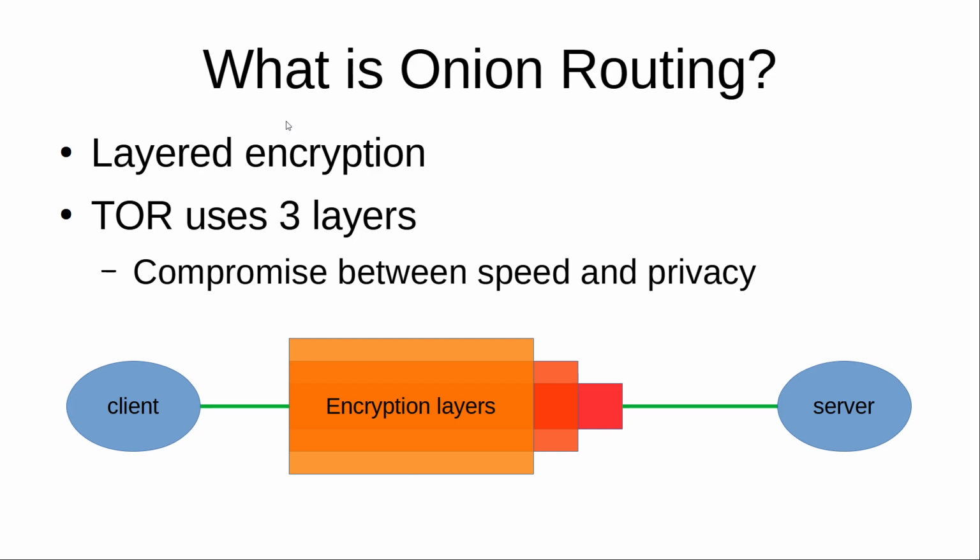It's a layered encryption method. Now the most active form of it, Tor, uses 3 layers, and the more layers you have, the better the privacy, but the worse the speed, so 3 is a nice compromise between that. We can see here the general structure of how it works. You have the client sending to a server, and then the layered encryption here.